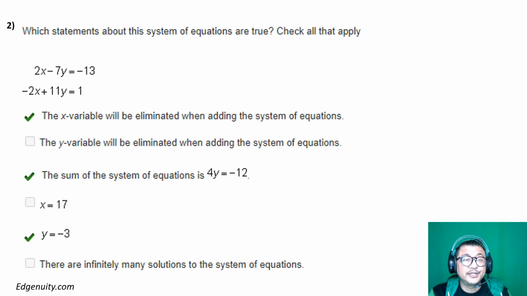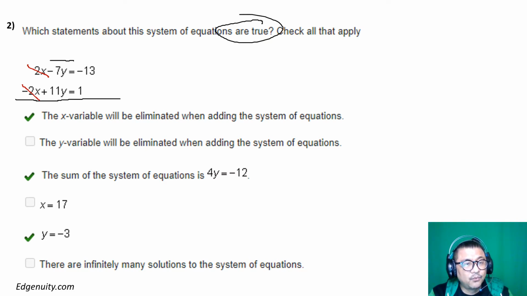All right, which statements about this system of equations are true? Check all that apply. Okay, let's go through the whole process before we see which statements are true. If you look at this, they're already arranged for you. So that means you can cancel the what? The positive 2x and the negative 2x. That cancels out. So what remains would be the y's.